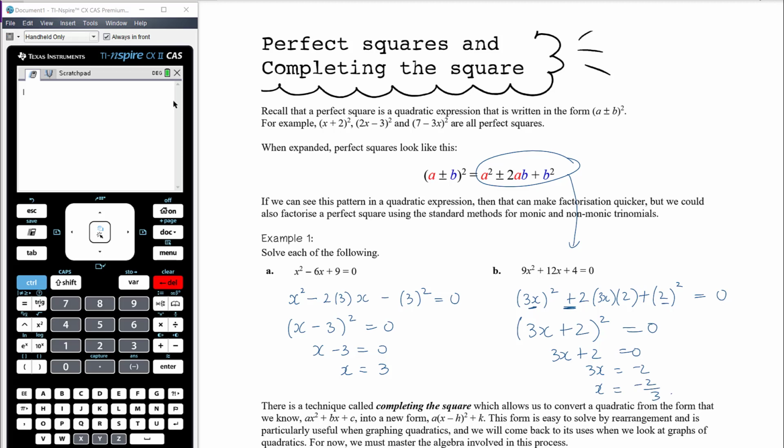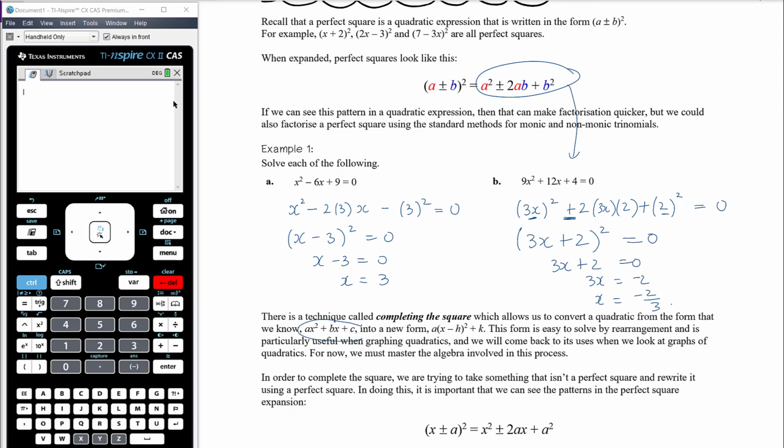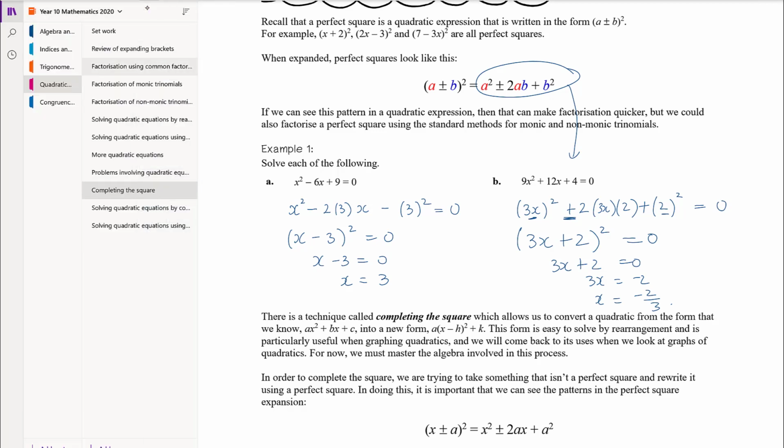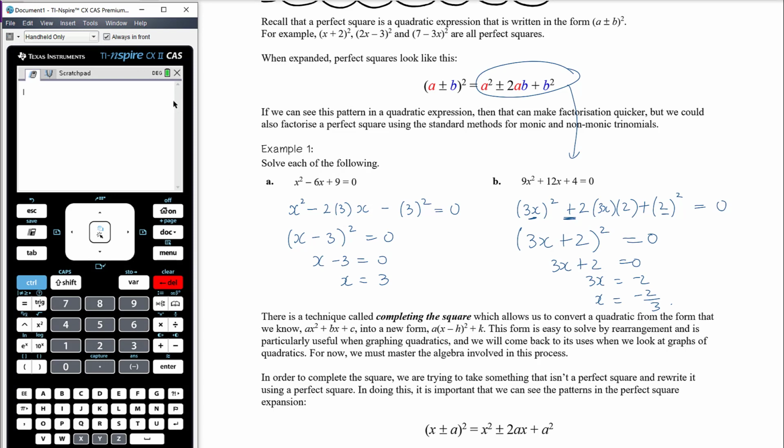Okay, so as I said, there's a technique called completing the square, which allows us to convert a quadratic equation from this form. Sorry, let me get a highlighter so you can see what I'm talking about. Let's just choose a yellow one. Okay, so from this form into this form.